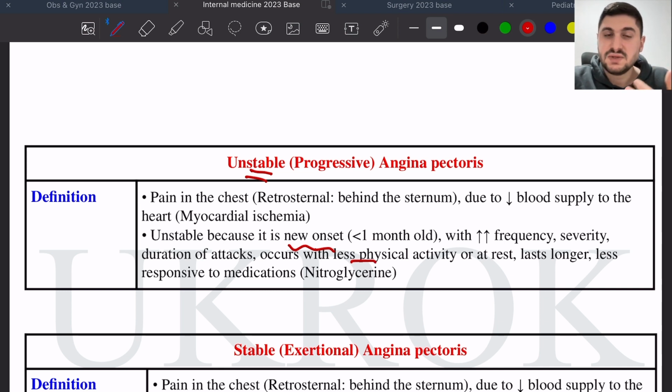It occurs with less physical activity than what he used to, and it means that it's progressing. The artery is more obstructing, right? And because of this, less blood is going to the heart, and there are more symptoms.